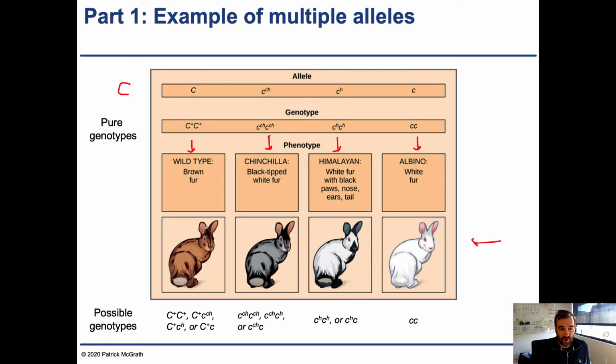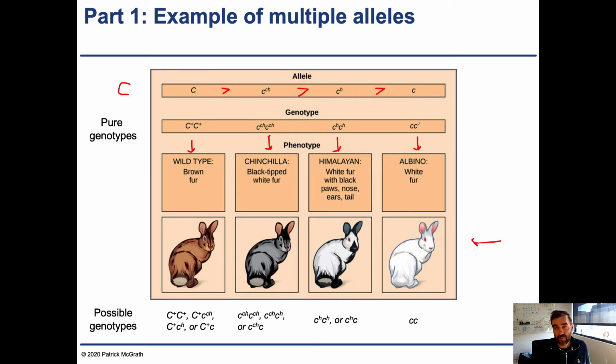Now, when they did crosses between these different phenotypes, these four different colors, they also figured out the types of allelic relationships between these four alleles. And what they found was that there is a progressive set of dominance. Big C was dominant to all three of these alleles. C-ch, the chinchilla, was dominant to Himalayan and little c, and then the c-h was just dominant to the little c.